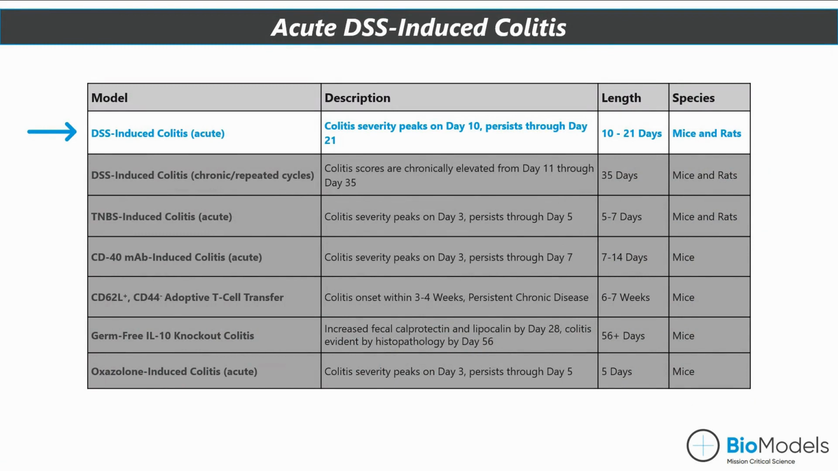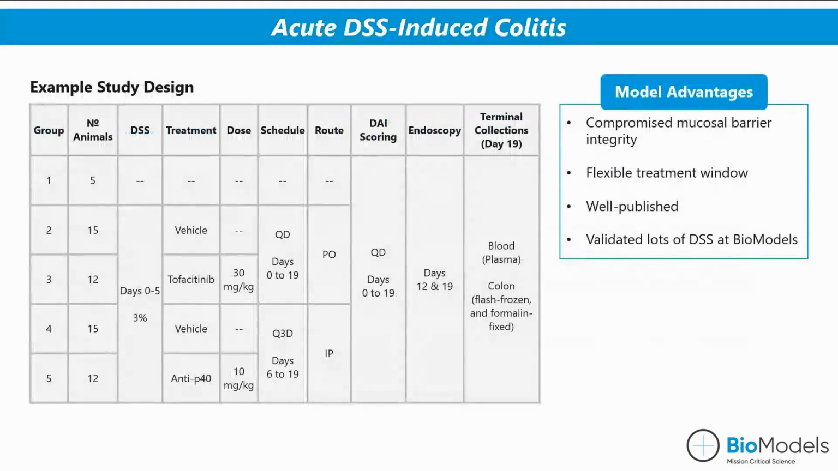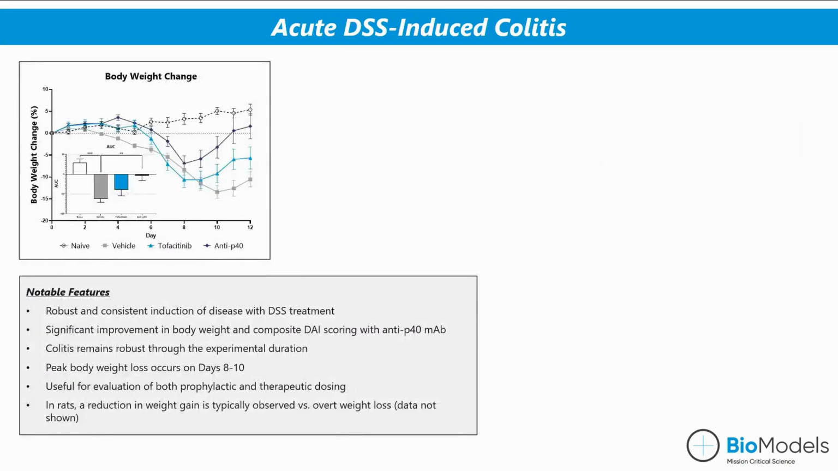So the first model that I'd like to discuss is the acute model of DSS-induced colitis. Here we have a typical acute DSS study design where animals are exposed to DSS in the drinking water from day 0 through day 5. Treatment strategies can include both prophylactic and therapeutic schedules, depending on the study goals and the test treatment requirements. Some common readouts that I mentioned previously include DAI scoring and endoscopy. And the animals are euthanized on day 19 and tissues are collected for endpoint analyses.